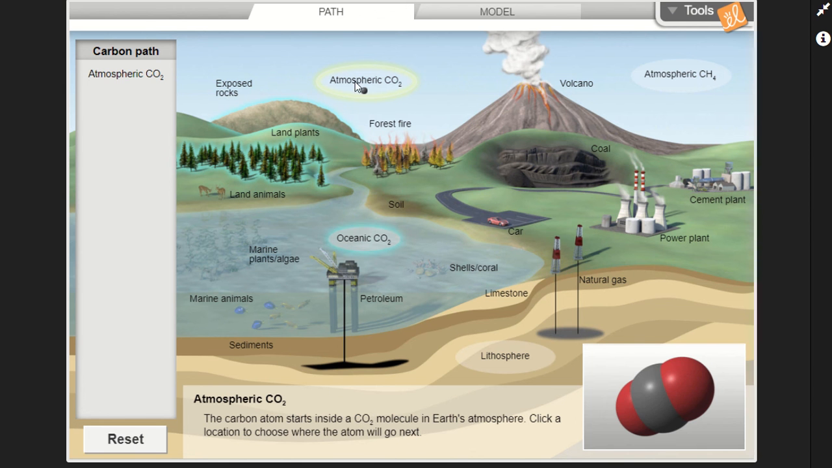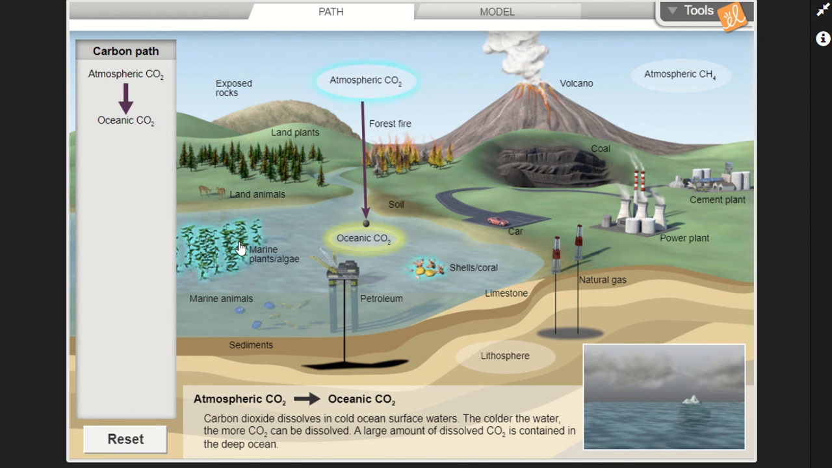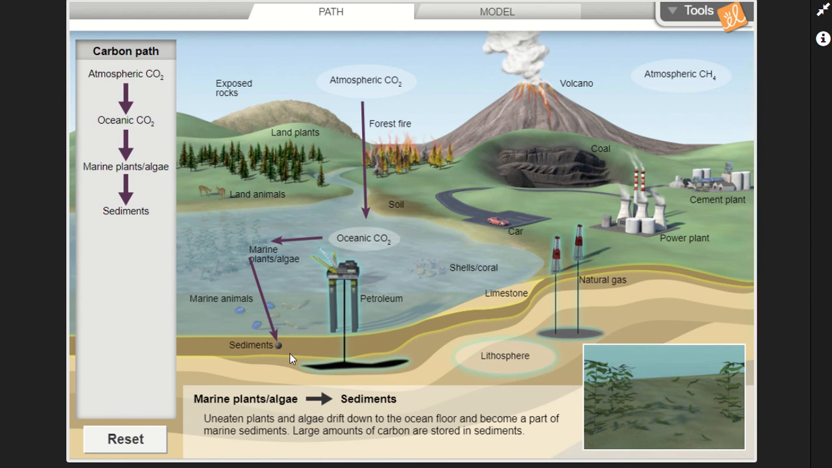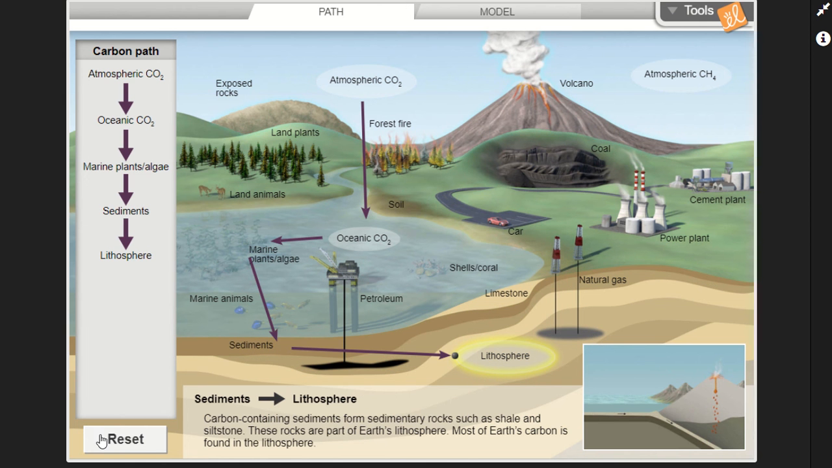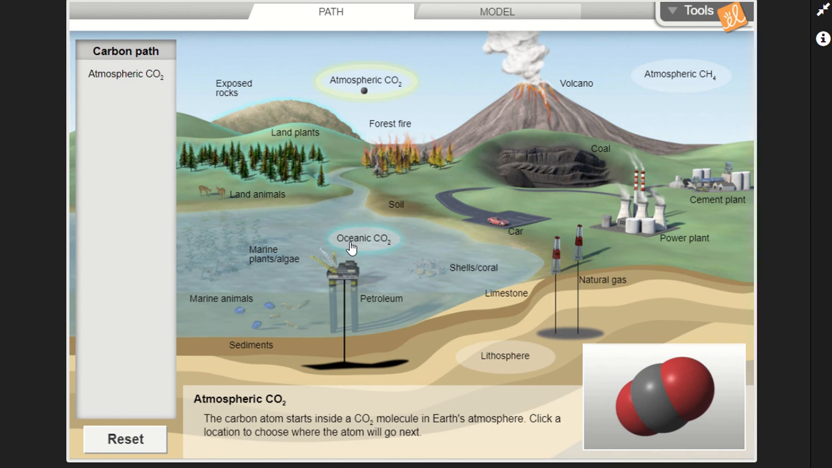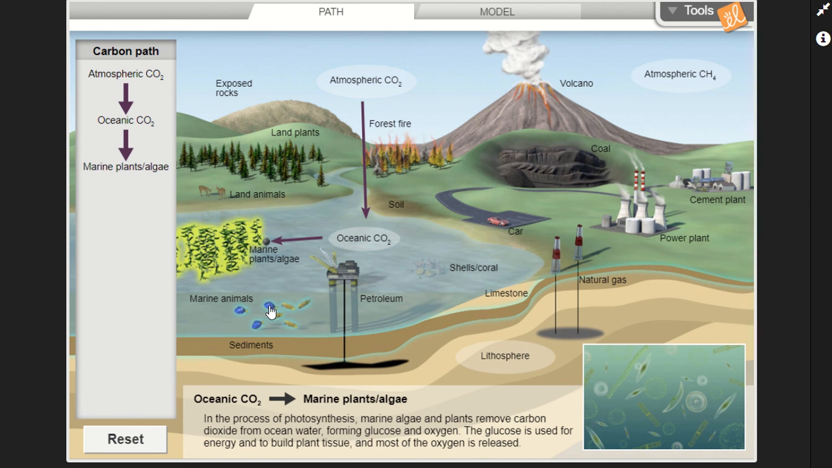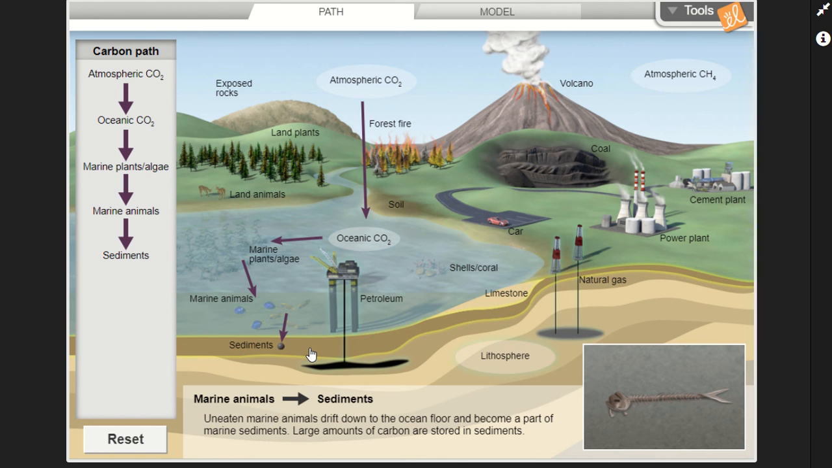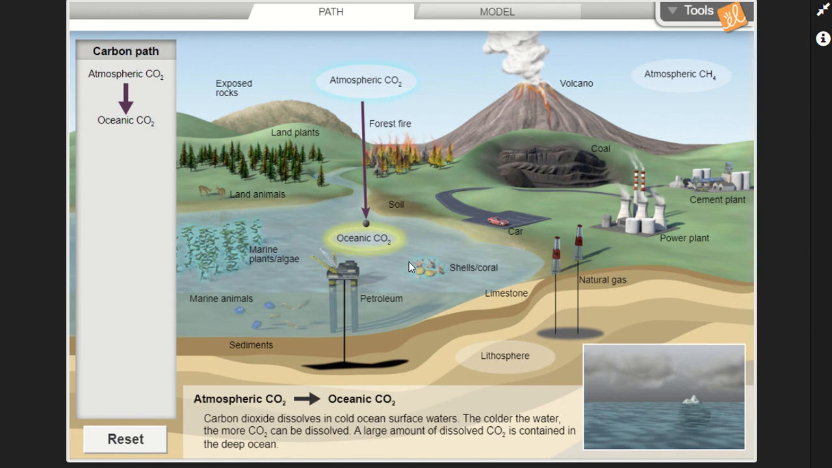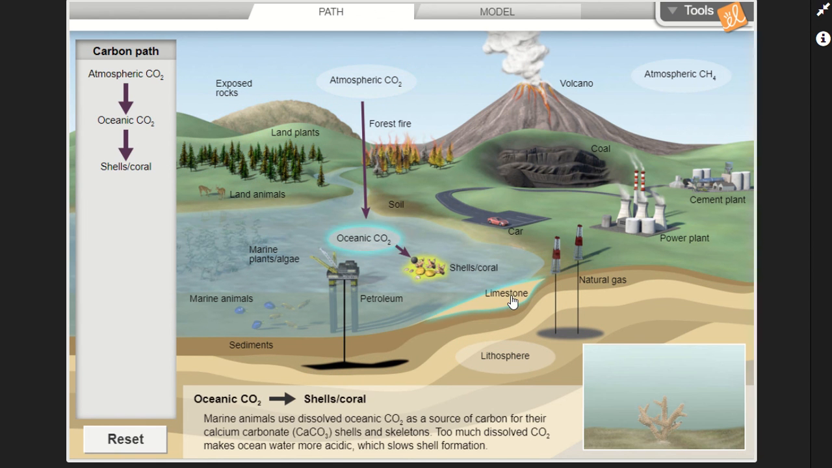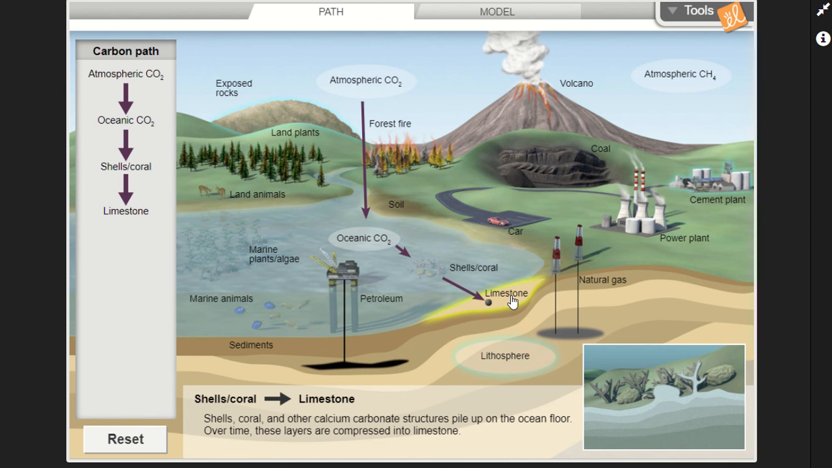But if you want to see if it gets there any other way, you can click ocean, algae, sediment. Let's see, lithosphere. See, it doesn't really do it that way either. Let's try ocean, and I'm going to say this guy, then marine animals. That just settles you back down to sediment. So you have to go through those rocks. You have got to go through the coral.